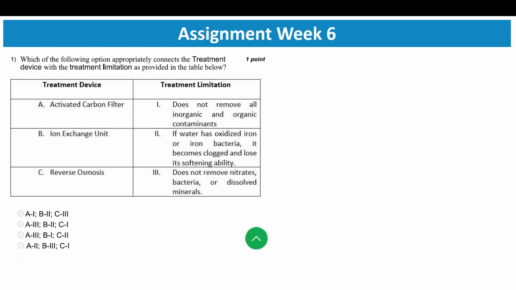Which of the following options appropriately connects the treatment device with the treatment limitation? So one is activated carbon filter, another is ion exchange, and third one is reverse osmosis.